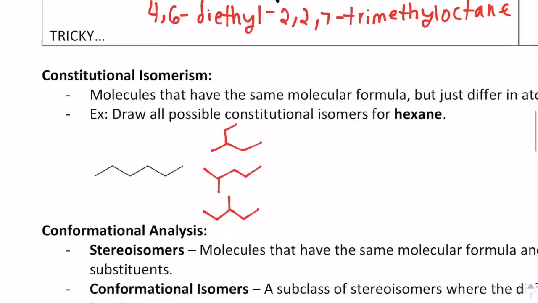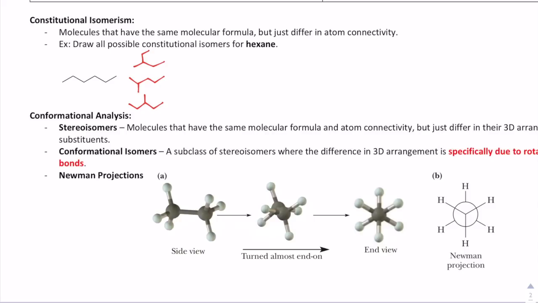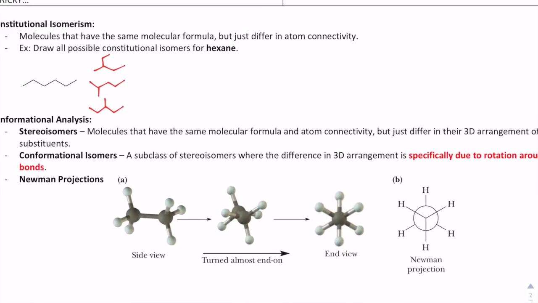All right? So conformational analysis. Stereoisomers are molecules that have the same molecular formula and atom connectivity, but they differ in their 3D arrangement of substituents. Okay? So they have that same molecular formula, but now those substituents could be differently placed around that molecule in terms of 3D space. I guess over here this might be confusing with the same atom connectivity. They have the same atom connectivity in terms of the molecular formula, but how those atoms are arranged in 3D space is what's differing. Okay, so I hope we're clear on that.